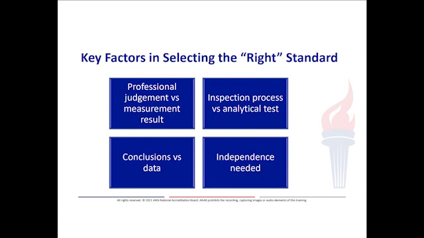The inspection process falls where you're looking at how something is put together. What's the process this occurs in? That's 17020. An analytical test clearly falls under 17025. Conclusions versus data. Conclusions fall under the realm of professional judgment, which is the application of professional judgment, which is under 17020. Data does not come from 17020. Data comes from 17025, from testing, from calibration, from measurement.